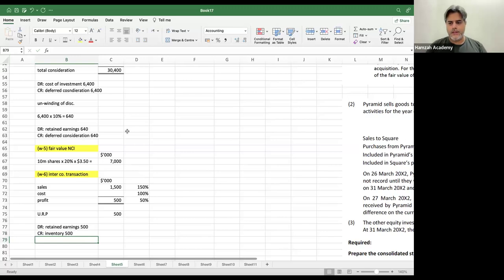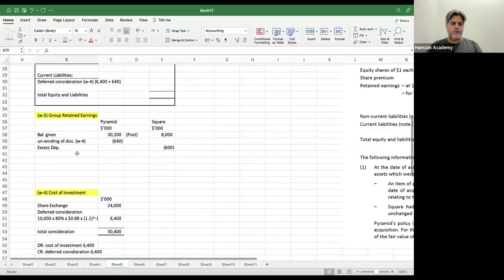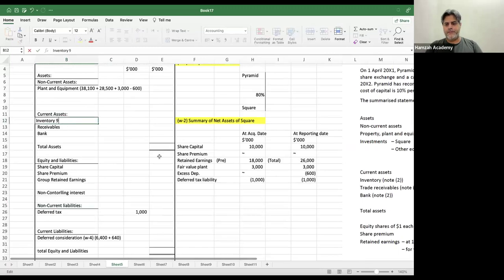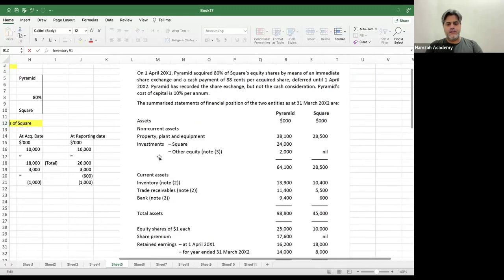So these are the sales by the Paramount. So I'm going to go over here, unrealized profit 500. I'm going to go over here in the inventory 13,900.